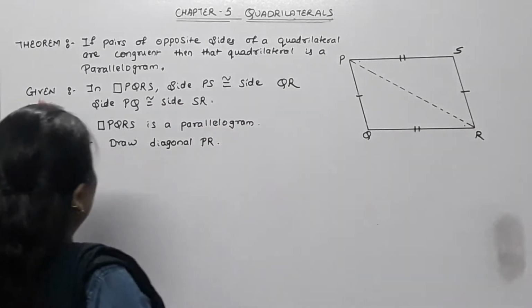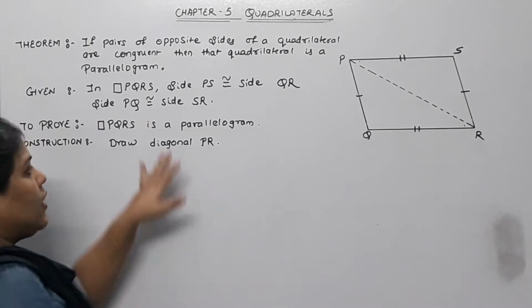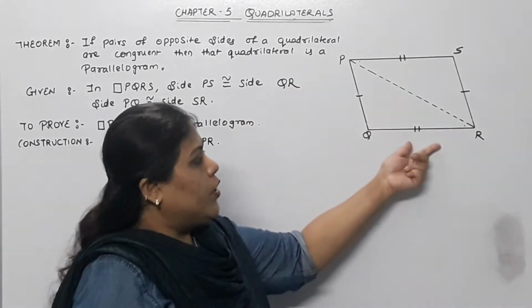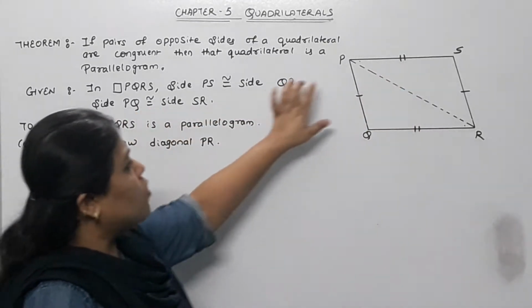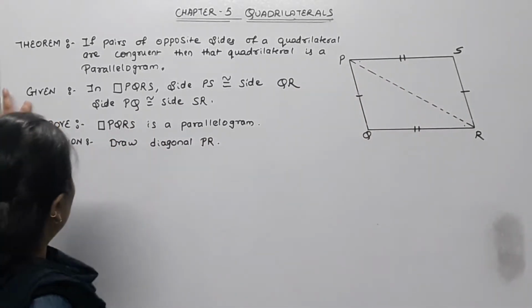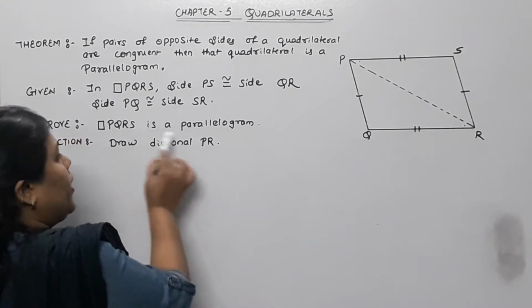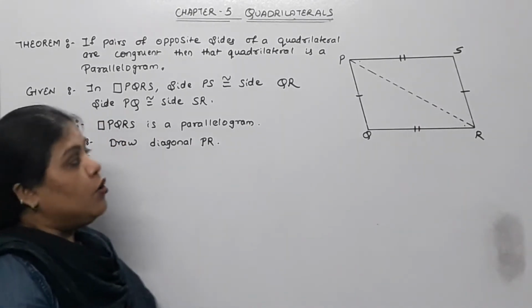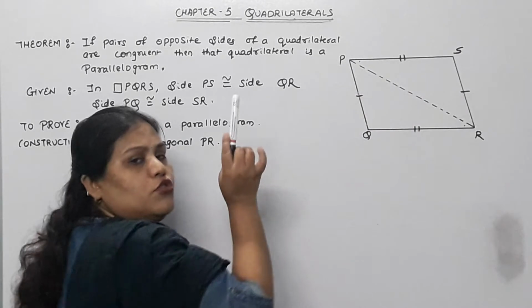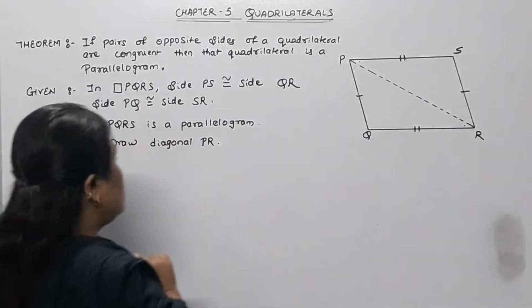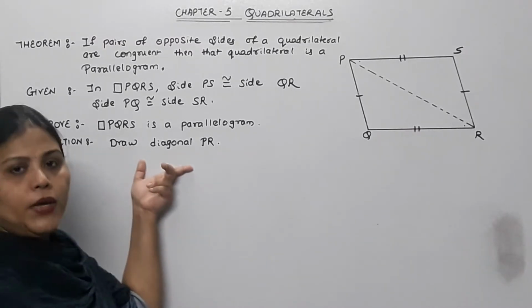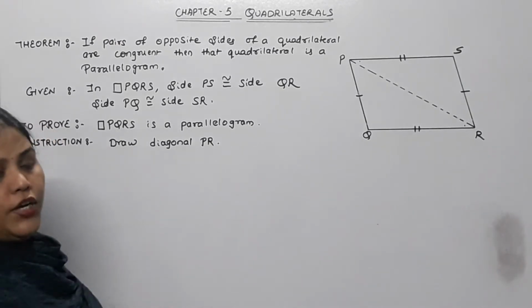Now what is given in the given part? Quadrilateral PQRS. In that we have side PS congruent to side QR, and PQ congruent to SR. This is given to you, that we are going to write in the given part. Then what we have to prove is quadrilateral PQRS is a parallelogram. To prove it a parallelogram, we have to form a diagonal. We have to draw one diagonal PR. Okay. So that will be in the construction part. So here in construction I have written draw diagonal PR. Okay. Now how to prove it?